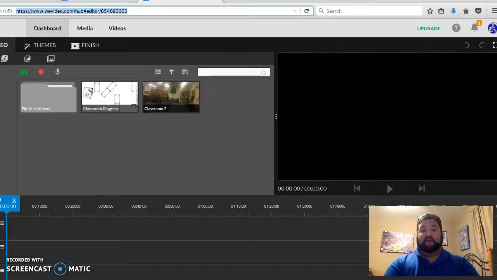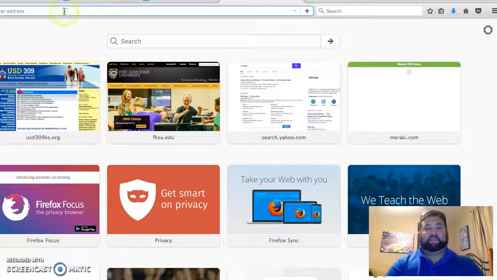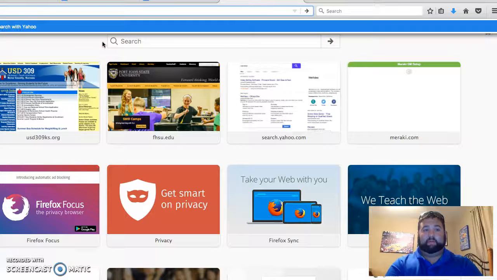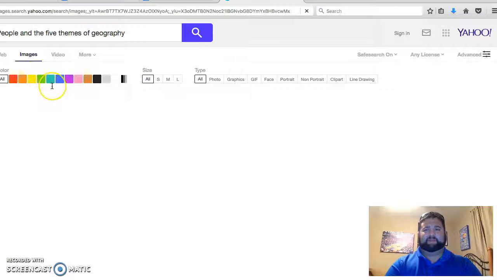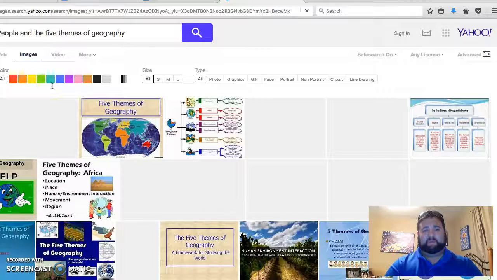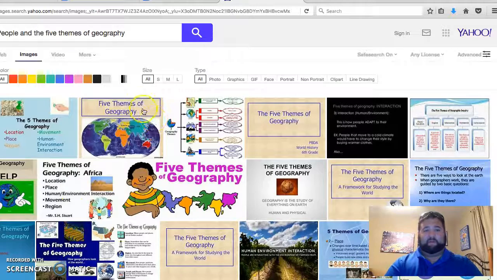So say I have the theme of geography, people and the 5 themes. Then I would search that, and when I come up with it, of course, for some reason my computer has decided it wants to use Yahoo lately, but no big deal. When I get here, I'm going to look at this and go, okay, putting all that in puts way too much, so I'm just going to go to people.